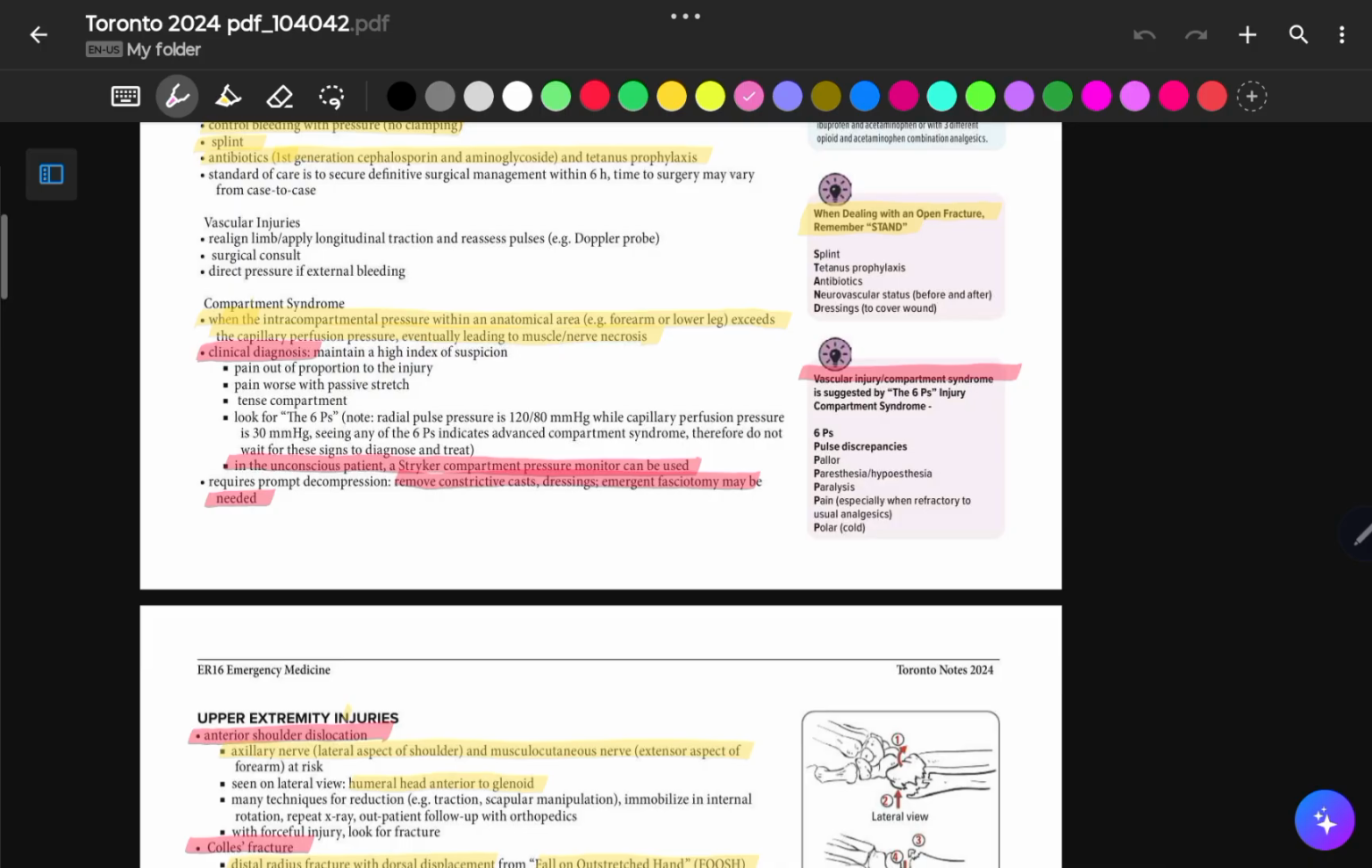So in an unconscious patient, what are you going to do? A Stryker compartment pressure monitor can be used, because this patient will not be able to communicate with you. So how would you then manage this patient? You have to remove any constrictive cast or constrictive dressing, and then emergently a fasciotomy may be needed. So yes.